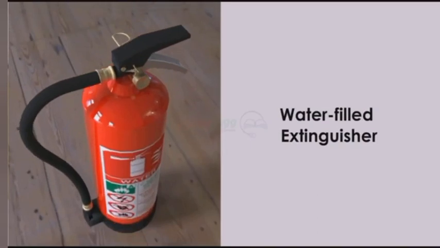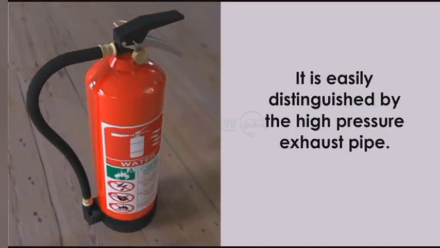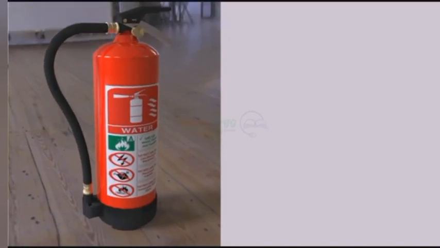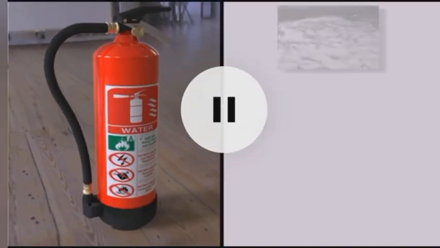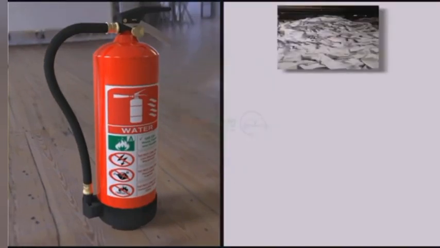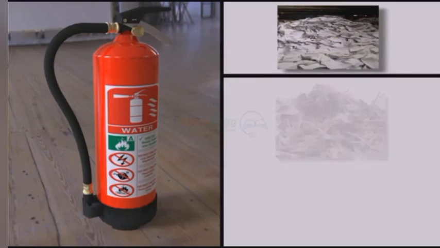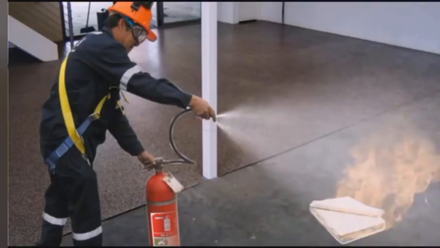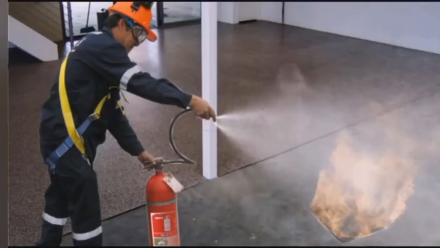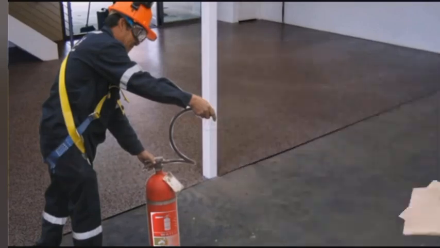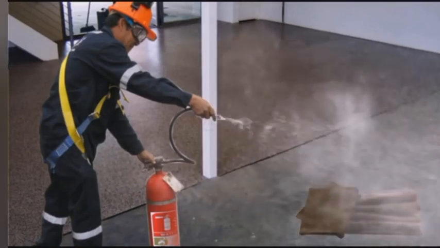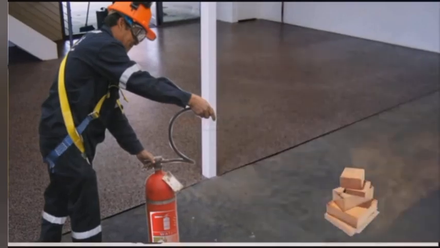Water-filled extinguisher. It is easily distinguished by the high-pressure exhaust pipe. It is mostly suitable to blow out Class A fires, which are papers, woods and clothes. This type of extinguisher is used for fire on papers, clothes and wooden materials.